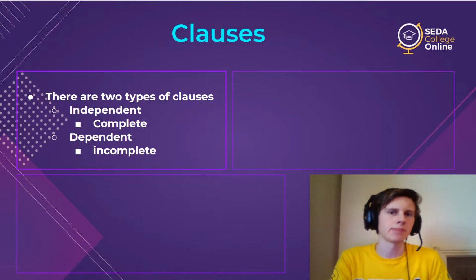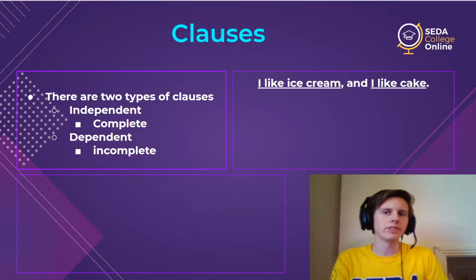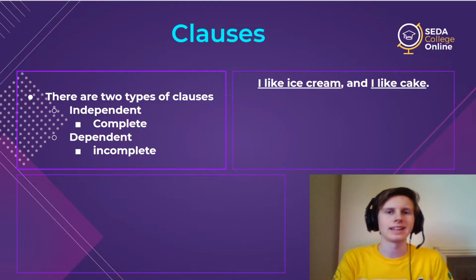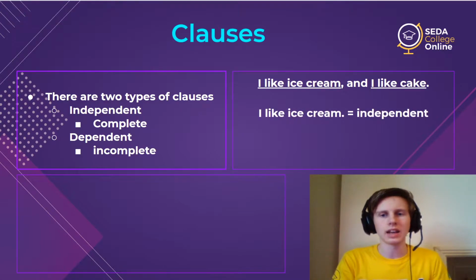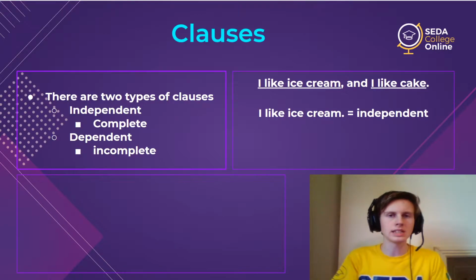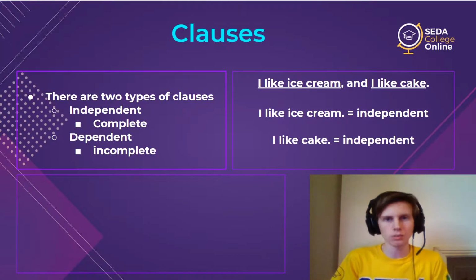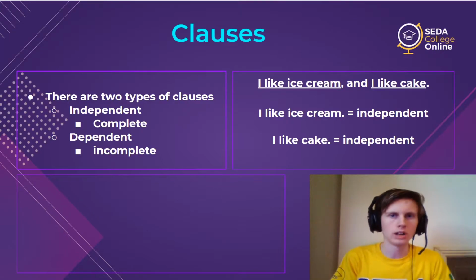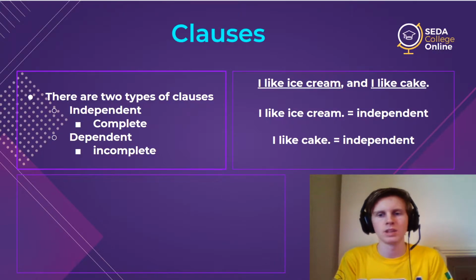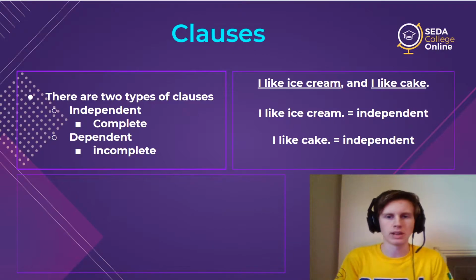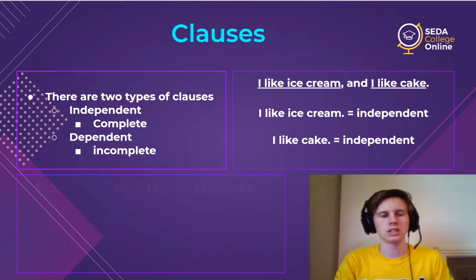So what does that mean? Well, let's look at my previous example. I like ice cream and I like cake. I like ice cream is an independent clause. It is a totally complete idea and a totally complete sentence. I like cake is as well a totally complete clause and a totally complete sentence. I don't need any more information. They're both finished. However, they can be unfinished and incomplete.